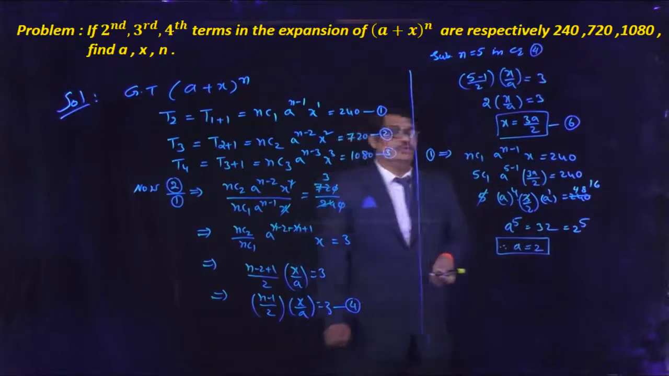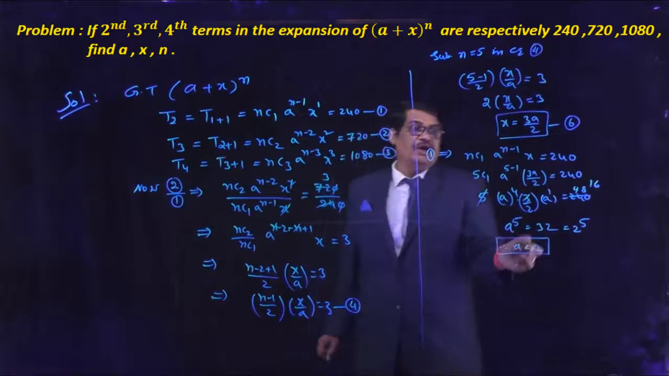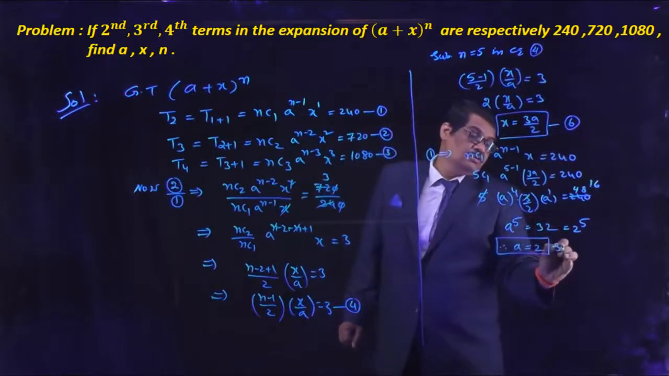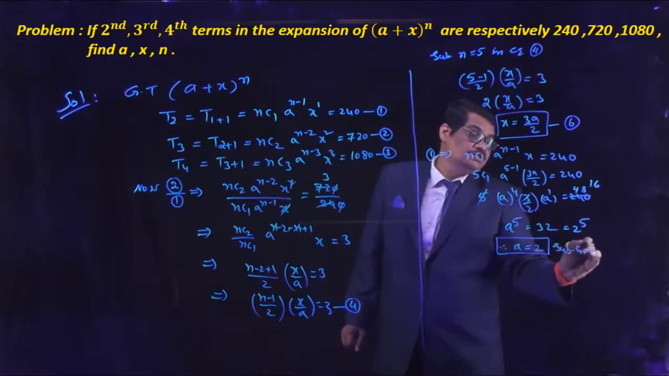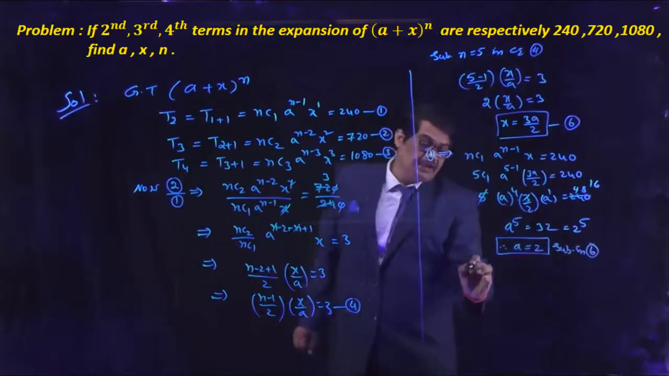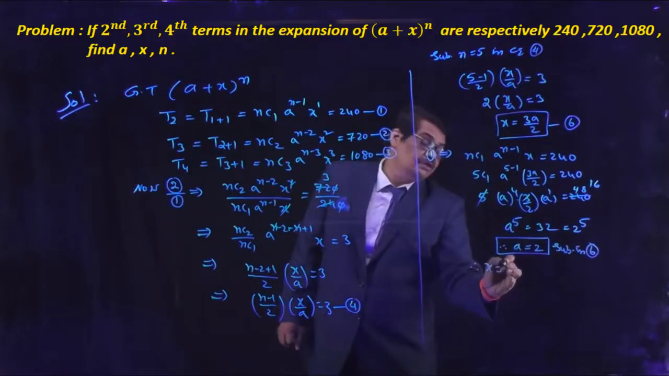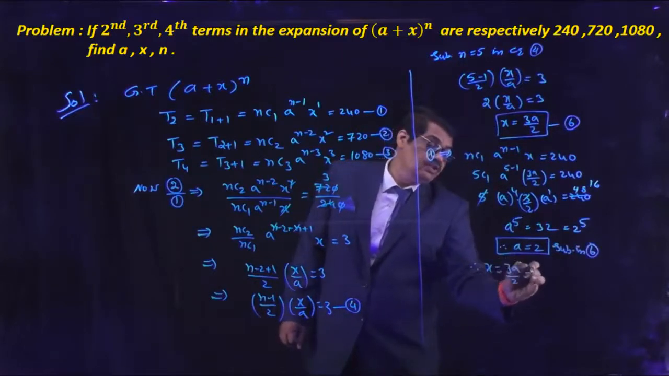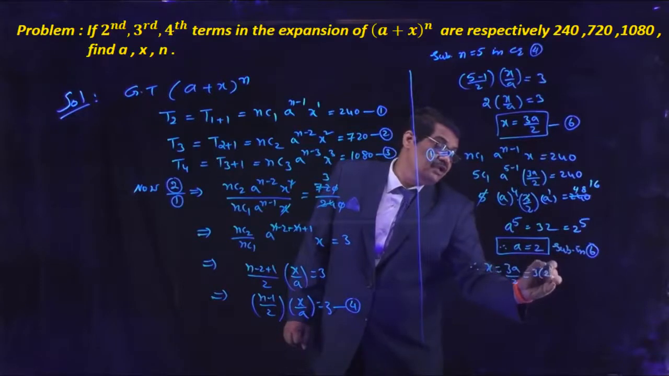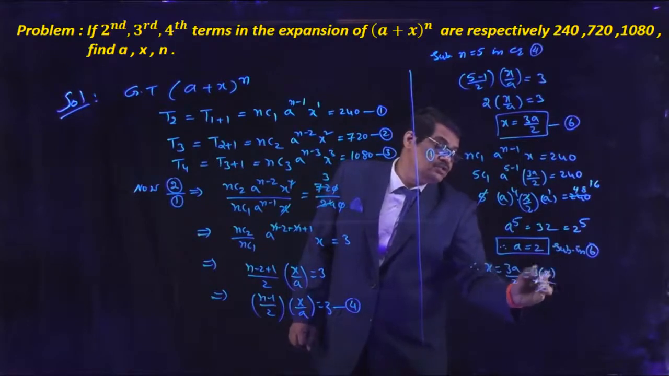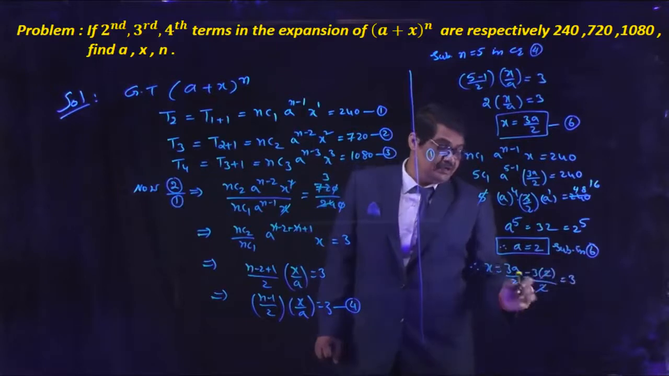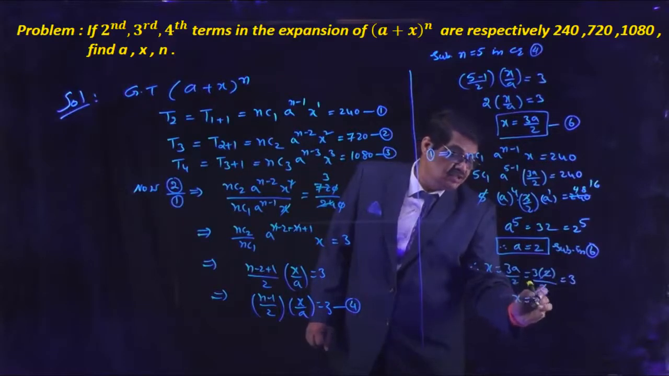Now we substitute this a value in equation 6, then we get the x value. What is x here? 3a by 2, that is 3. What is a? a is 2, by 2. These 2 will be cancelled. We are getting x is 3.